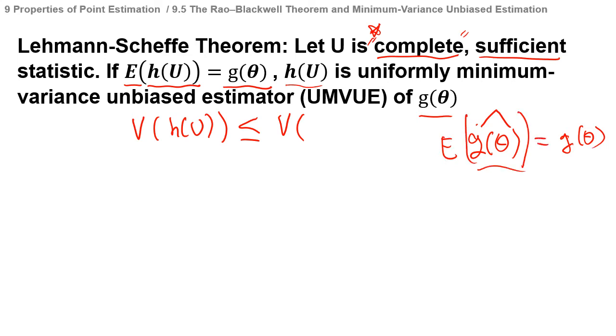So if G zeta hat is an estimator, then H of U is another estimate for G zeta, and it will have minimum variance.